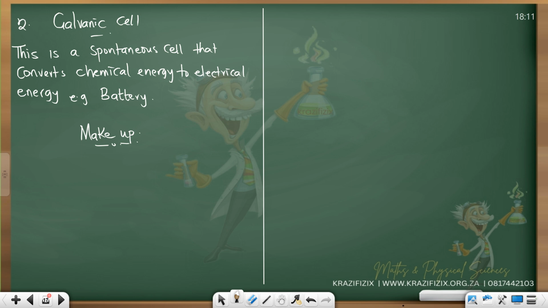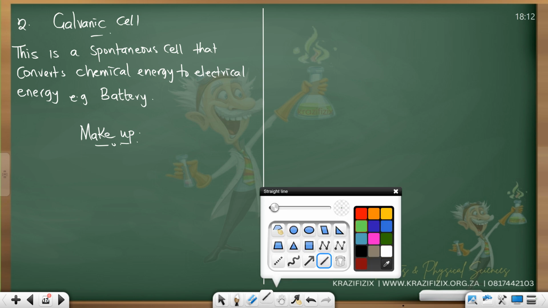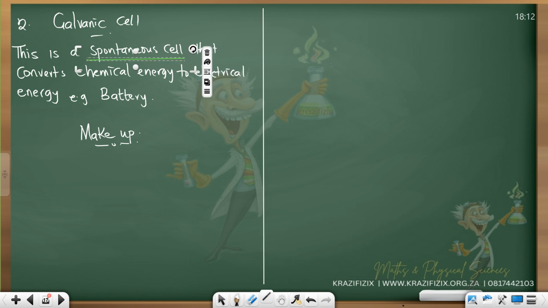All right, so our second application is the galvanic what? Cell. Let's fly on this one, guys. This is a spontaneous cell. Yeah, the first application was the first one there. It's a spontaneous cell that converts what? Chemical energy to electrical energy. For example, your battery. It's also known as a voltaic cell, in case you want to add that to your name. Voltaic, because it produces volts. It produces what? Volts, because we measure it in volts. It is exothermic as well. I did mention that earlier on because it's spontaneous.